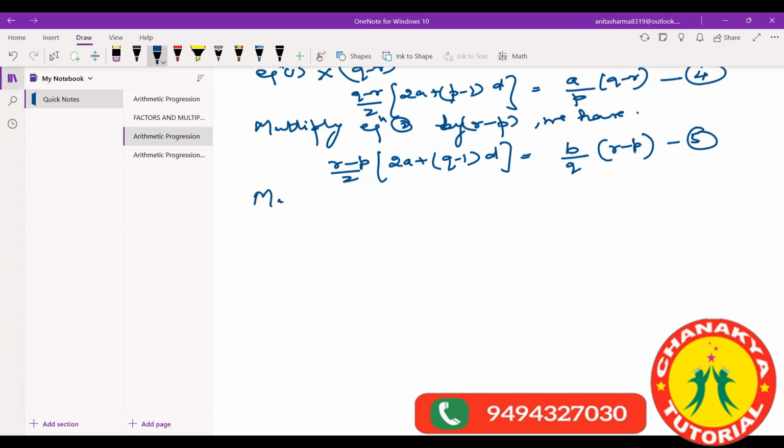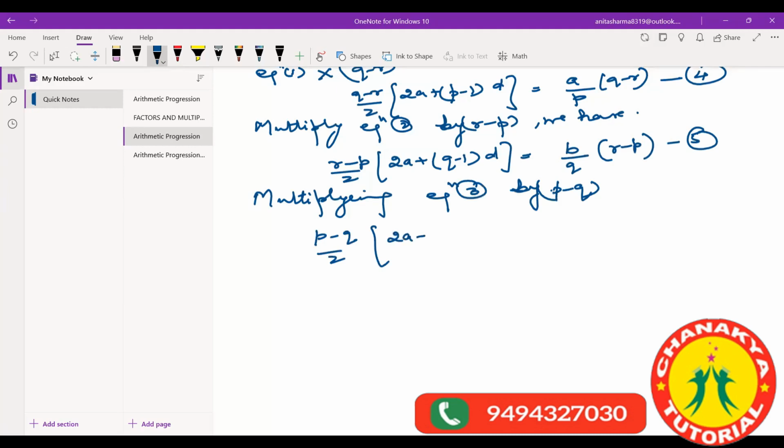Okay. Now third is multiplying equation 3 by which term? P minus Q, beta? Right? So now (P minus Q) by 2 into (2A plus (R minus 1) into D) is equal to, oh sorry, C by R into (P minus Q). This is your equation 6.